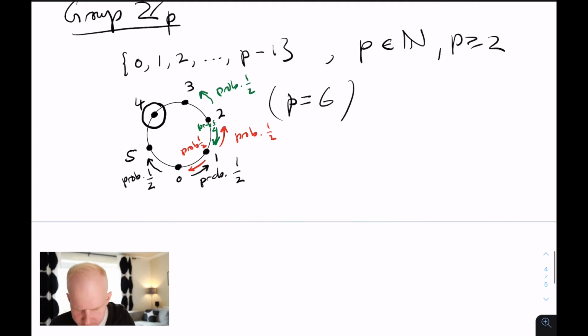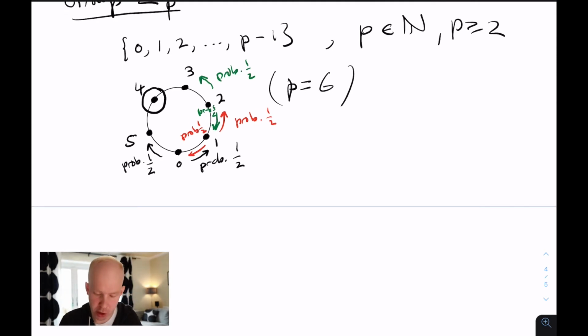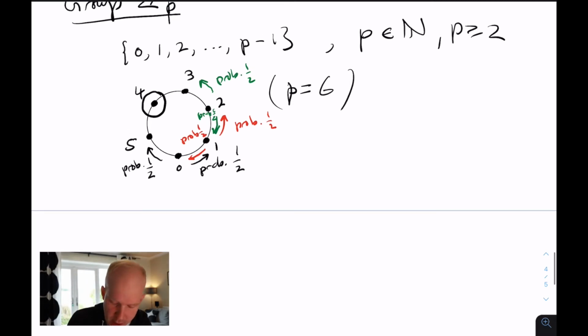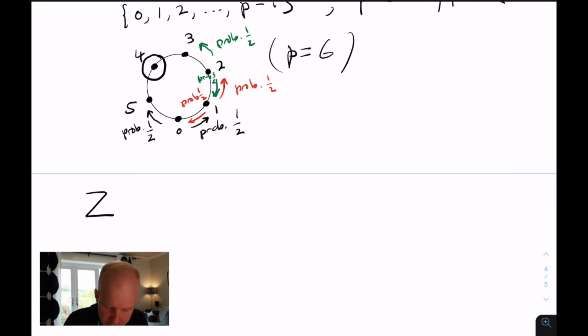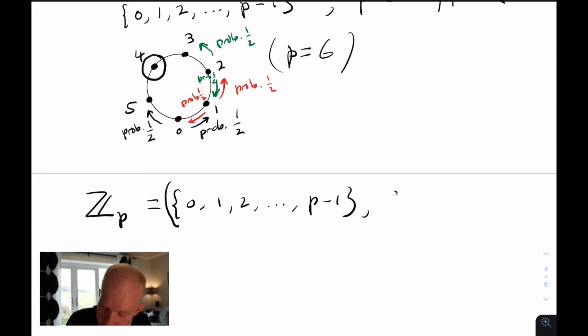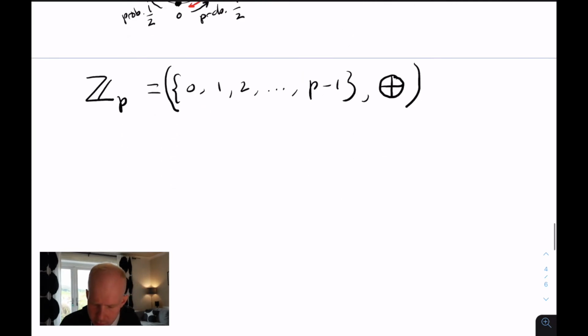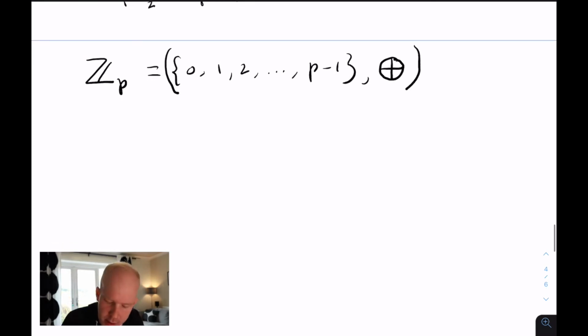And you can think about this problem as a group. So you take these points and you define Z_p as follows. You take Z_p to be the set 0, 1, 2, up to p minus 1, and you put here a group action, for which I think in the notes I use the notation circled plus, and so what we do here is define this on two points.